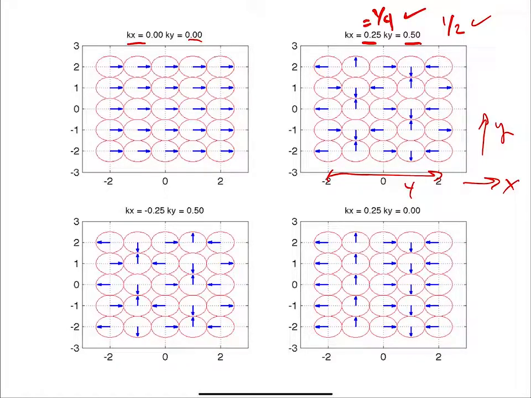And here we've got kx equals minus 0.25, ky equals 0.5. How are these different? Yeah, the direction. This one went this way, whereas this one went that way. So the orientation of the spins went one way versus the other. But the magnitude of the period is still 4, so the spatial frequency is still 0.25. And here we have kx equals 0.25, ky equals 0. Now this period is still 4, but there's no variation in the y direction, because ky equals 0. So that's how we start thinking about k-space.